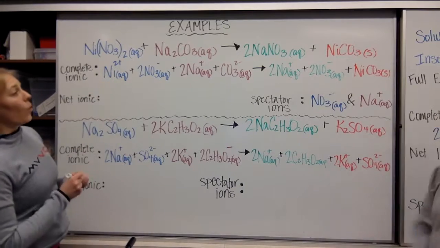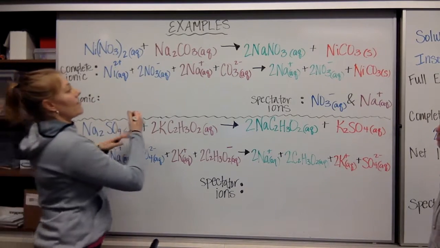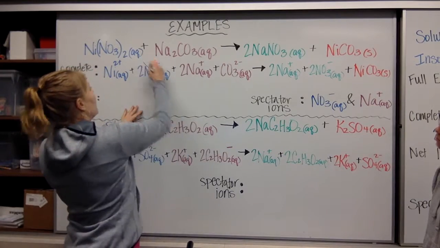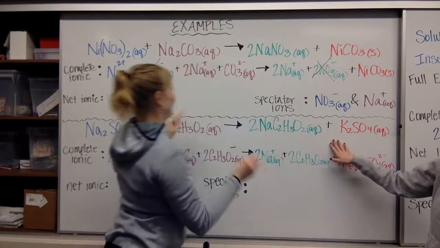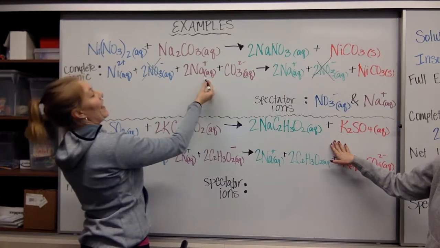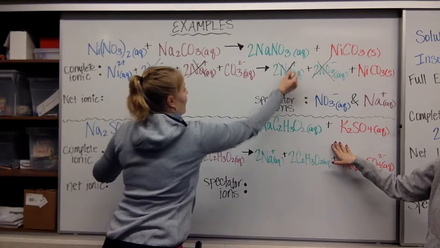So when we're looking at what hasn't changed here, we're going to cross out the ions that remain the same. We see that NO3 is the same on both sides, so I'm going to cross those off. Na+, 2 Na+ on both sides, so I'm going to cross those off.